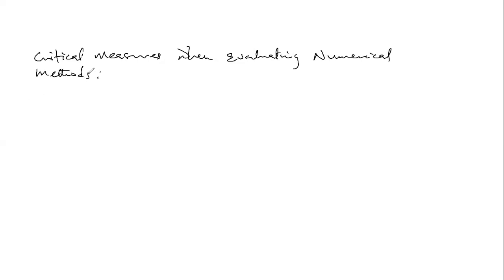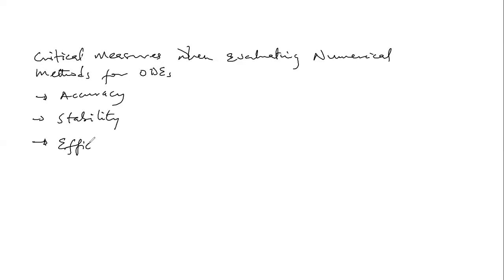So now, for ODEs, let's just put it that way, not just numerical methods, for ordinary differential equations, since that's what we're talking about. So the first thing is accuracy. We want to ensure accuracy, okay? So another thing is stability. We already mentioned stability, so we'll just mention it here again. Then another thing we want to look up is efficiency. Okay, so how do these metrics play in?